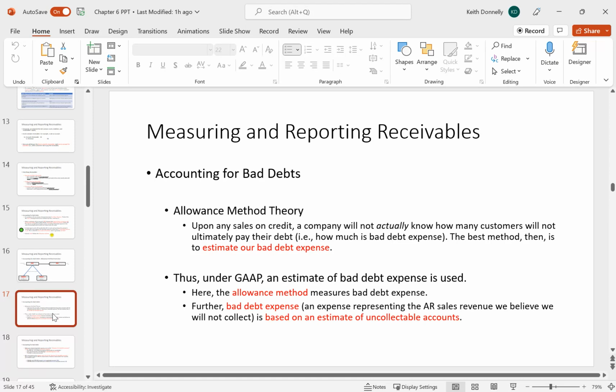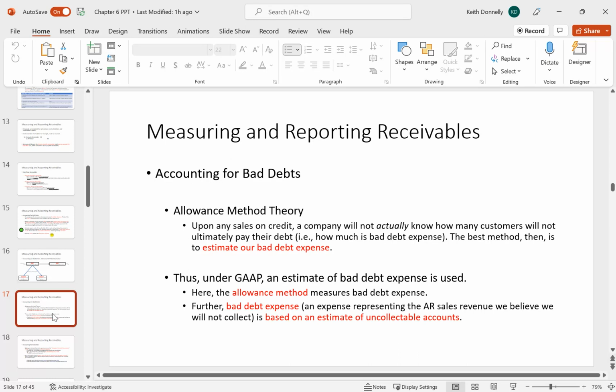So the best we can do, especially to match our revenues with our expenses under the matching principle, is to take bad debt expense more upfront, before the customer conveys to us they're not going to pay, and base it on an estimate, because it better matches the reality of the situation. It's like accrual accounting better matches the reality or the health of the company.